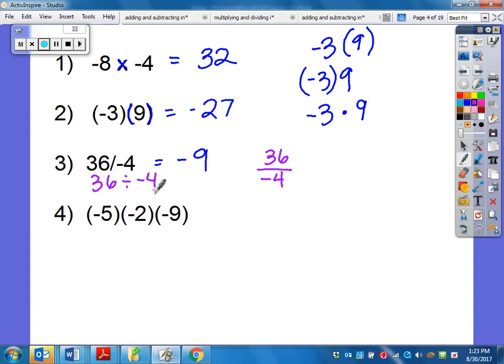Now on number 4, there are 3 different factors. So we're just going to do them in order. Negative 5 times a negative 2 is a positive 10. Now if I take that positive 10 and I multiply it by a negative 9, I'm going to get negative 90.